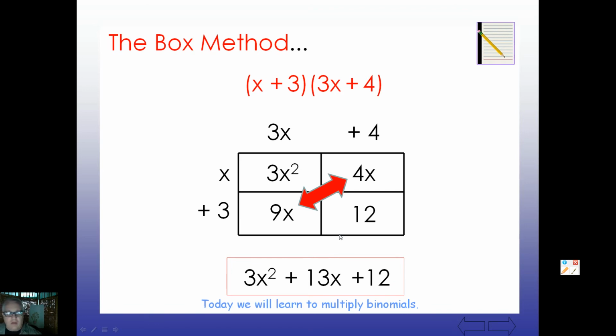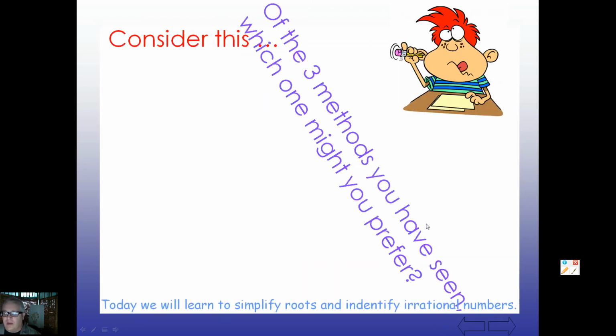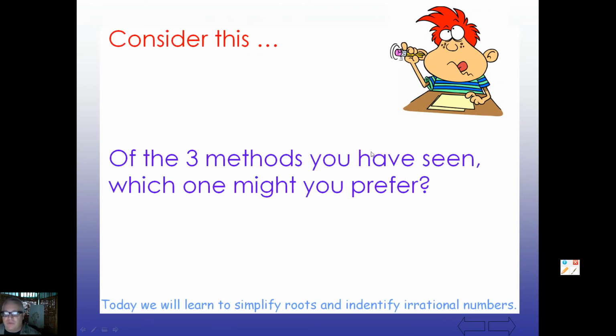Now you may say, well, how come we would learn this and not just stick with the FOIL method? Well, later on, we're going to be given this problem at the bottom, and we have to break it up. And if we know how to use the box by multiplying, we can use the box to break down. If we just rely on the FOIL method, we're going to run into some difficulty later. So of the three methods you've seen, which might you prefer? If you say FOIL method, I don't blame you, but just trust me, you're going to like the box method as we go forward.